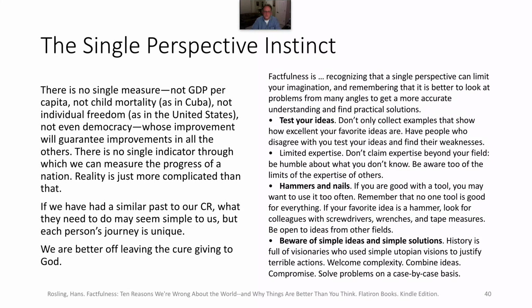So the thing about single perspective is you could be a PhD in something, but you may not be the right kind of PhD. You may not be the right kind of lawyer. You may not be the right kind of doctor. And that right there can be a problem.